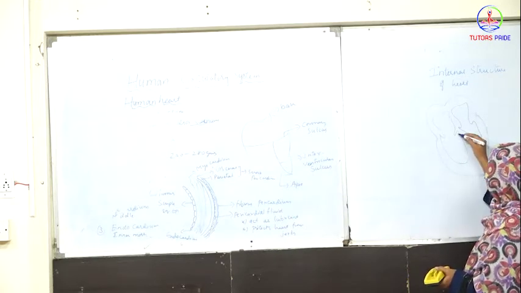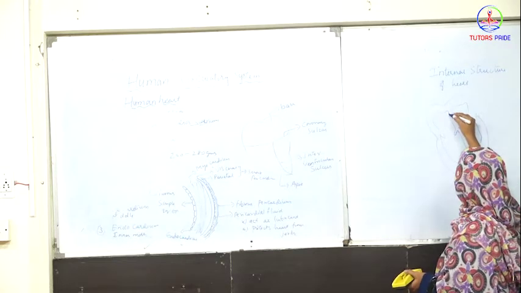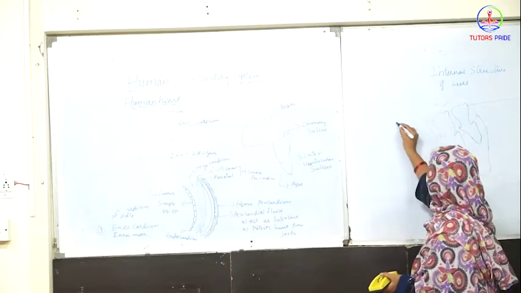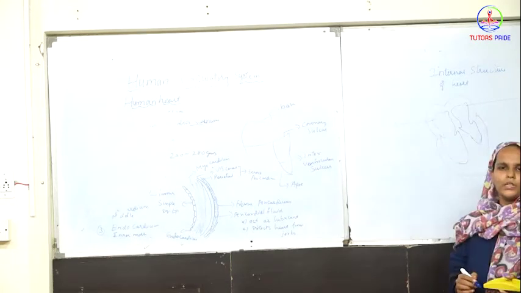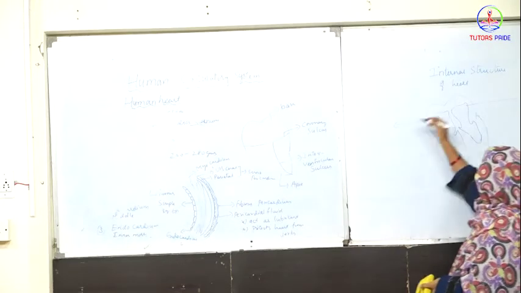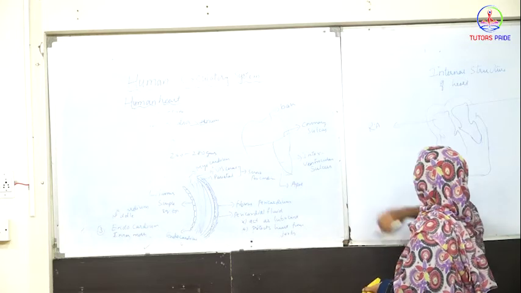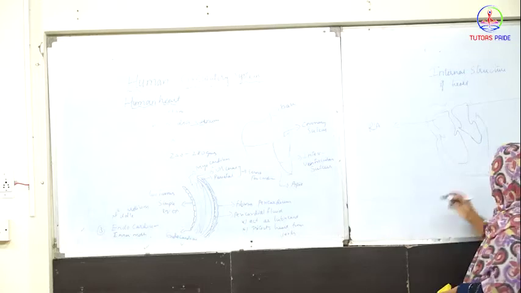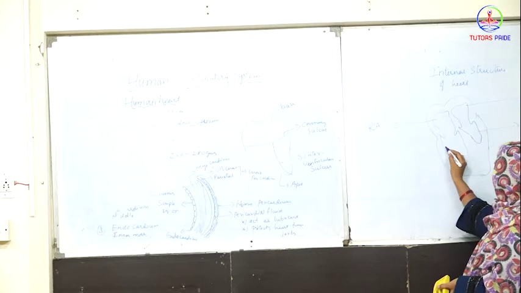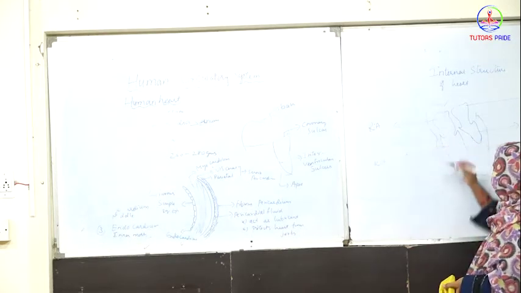Now these are the atria, also called auricles. This is the left atrium and the right atrium. Let me write in a short way. And this would be the left ventricle and this would be the right ventricle.